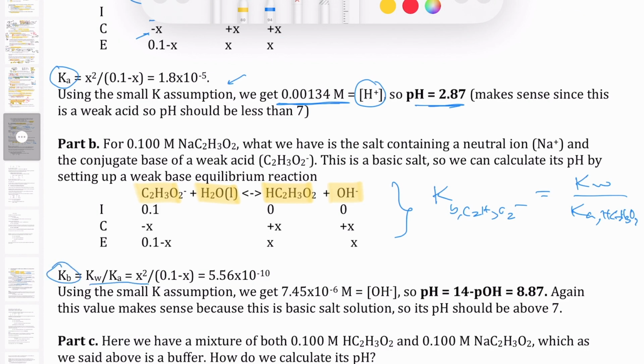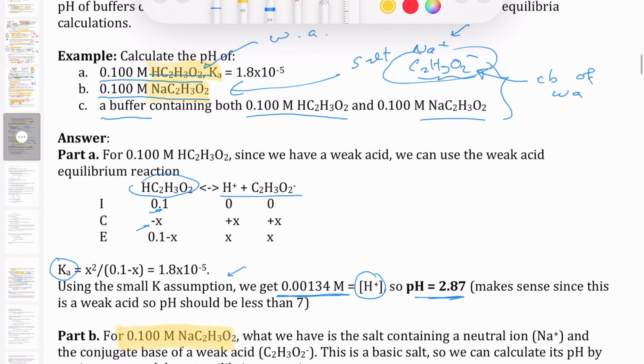We found Kb using Kw over Ka, and we end up getting 5.56 times 10 to the minus 10 as the Kb value. That whole thing has to be set equal to the equilibrium expression, which is these concentrations right here, set up as x squared over 0.1 minus x. Using the small x assumption, we end up getting 7.45 times 10 to the minus 6 as the hydroxide concentration. And so pH is going to be 14 minus pOH, which is 8.87. And again, this number should also make sense to you, because in part B, the only solution we have is sodium acetate, which is just a solution of a basic salt. We expect a basic pH when we calculate.